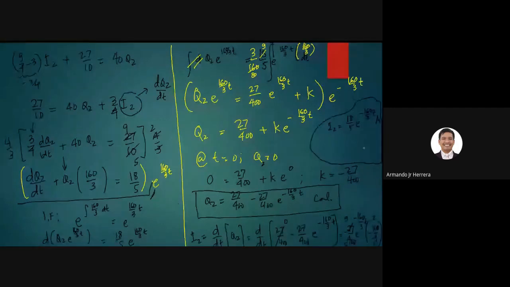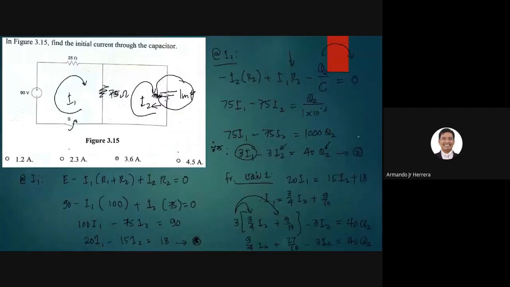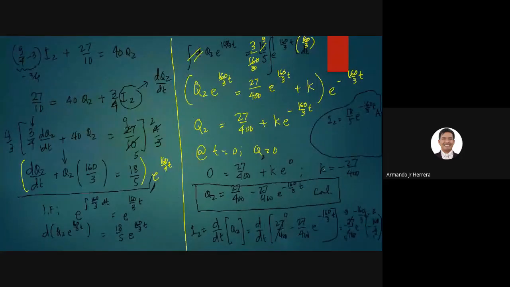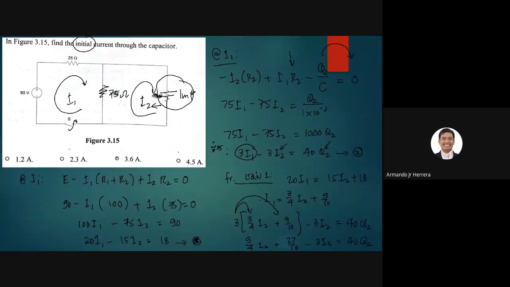Ampere. So, ang tinatanong ay initial current. So, that is at time t is equal to 0. So, substituting at time t is 0, I2 is 18 over 5 e to the 0 ampere. So, therefore, I2 is simply 18 over 5 ampere, which is actually equal to 3.6. So, this will be our answer.